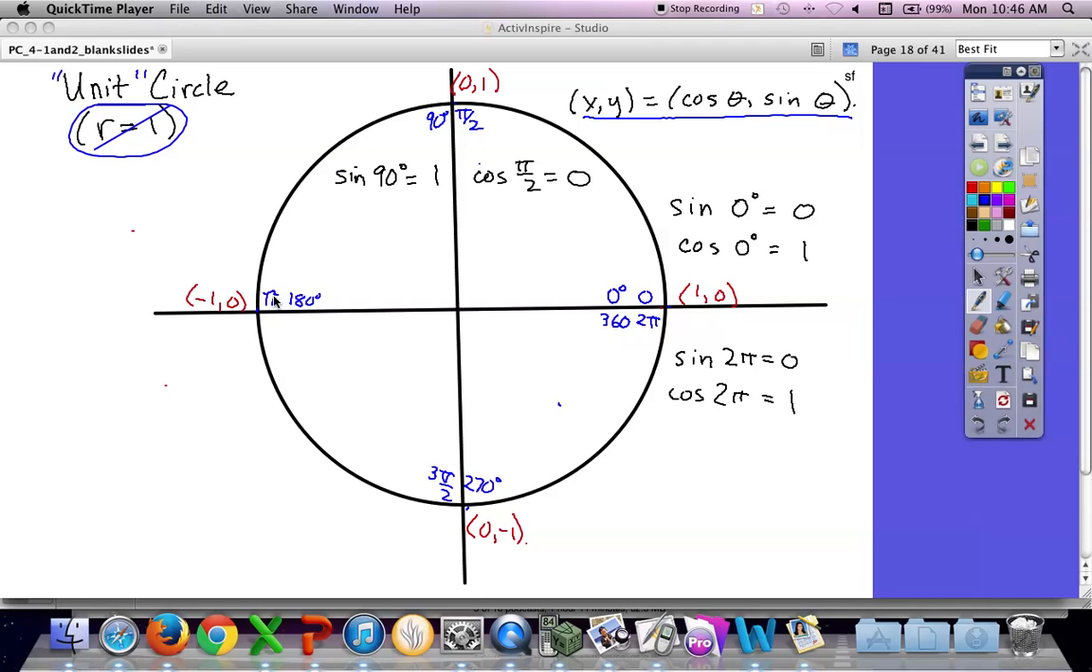Okay, so now we need to fill in the 45-degree angles, right? In fact, this is 45. This is a multiple of 45. 0, 45, 90, 135, 180, right? We need to fill in the ones that we don't already know, meaning we already know the 0 and the 90 and all that.